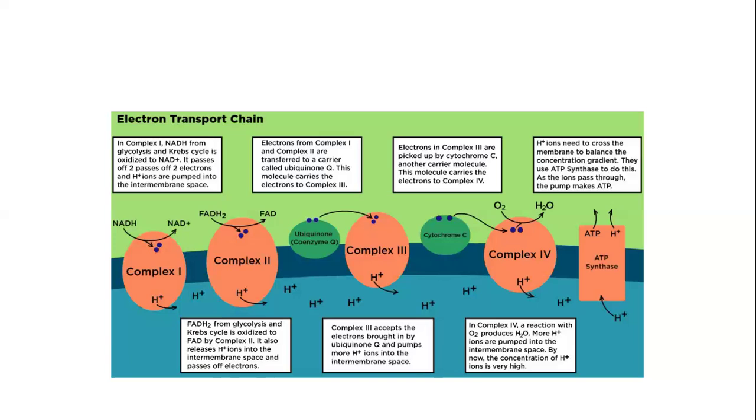The last complex here is complex 4. Complex 4 is also known as cytochrome oxidase. What complex 4 does is it is the final electron acceptor. So it will take the electrons from cytochrome C and transfer them to oxygen. And as you do that, you produce water, which is H2O.